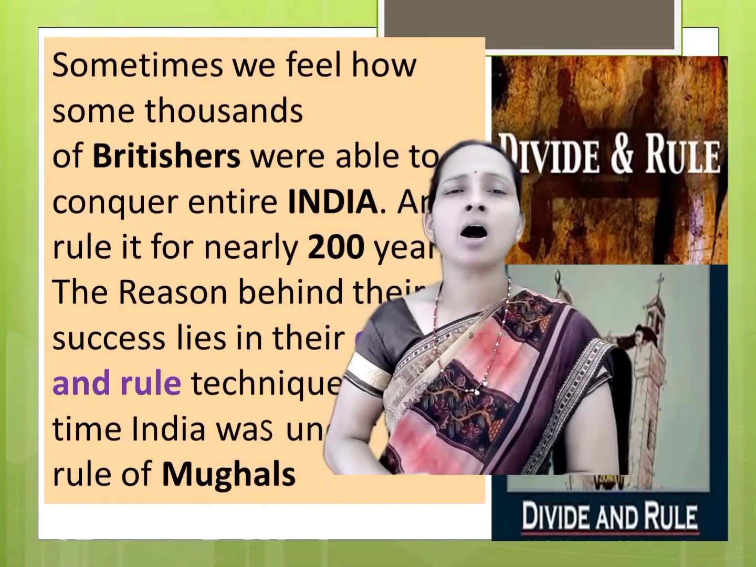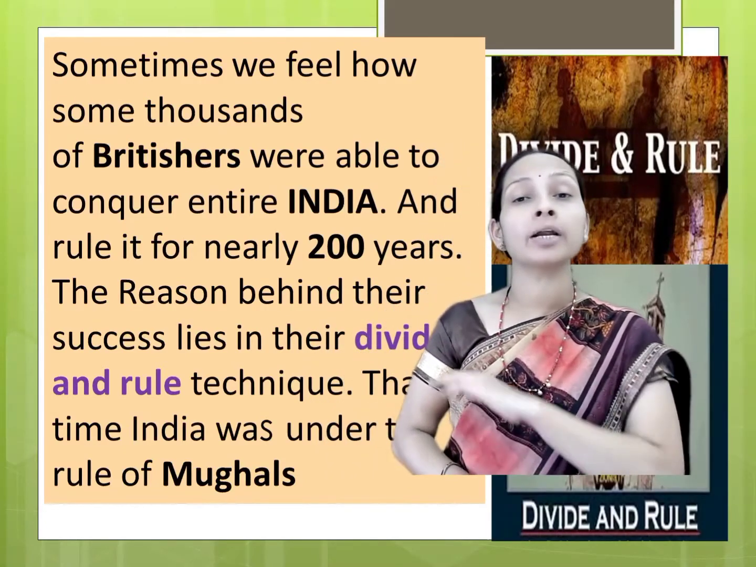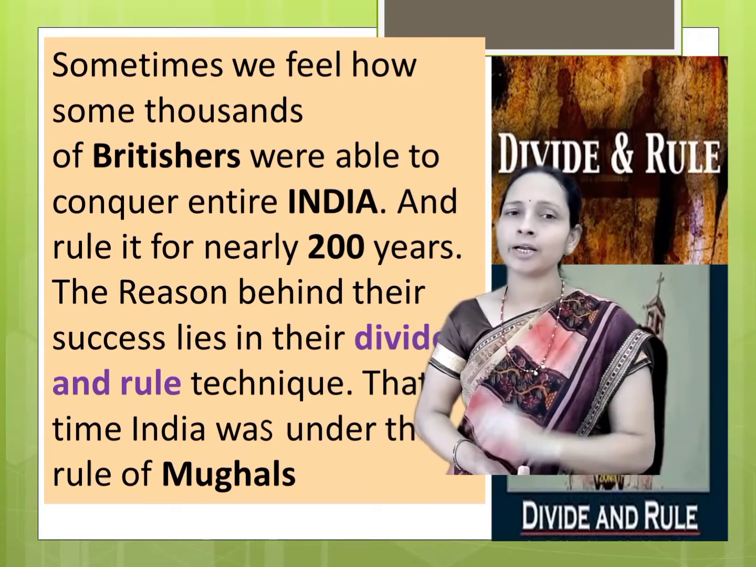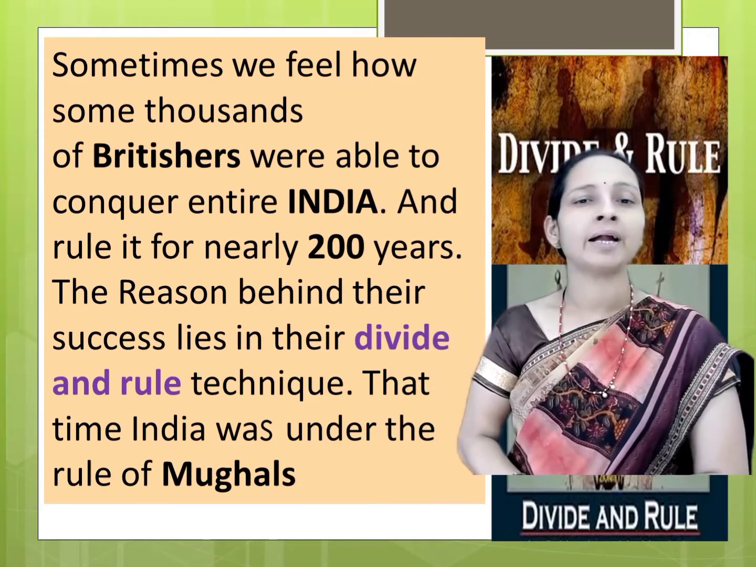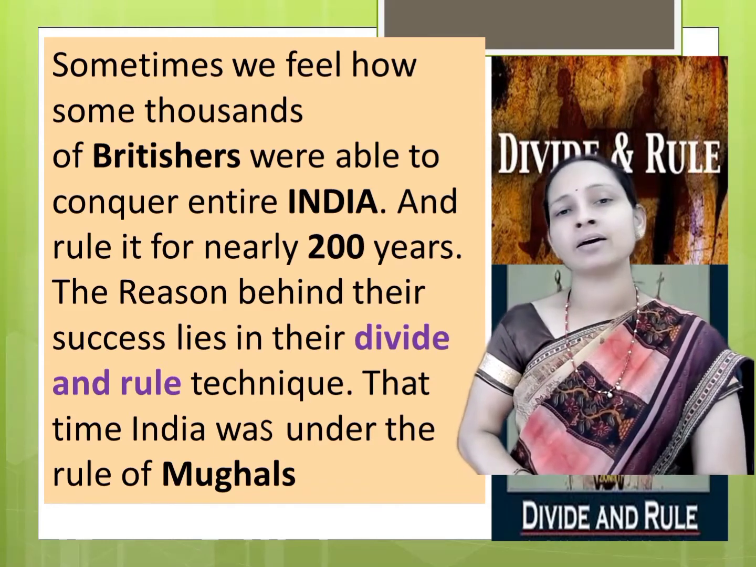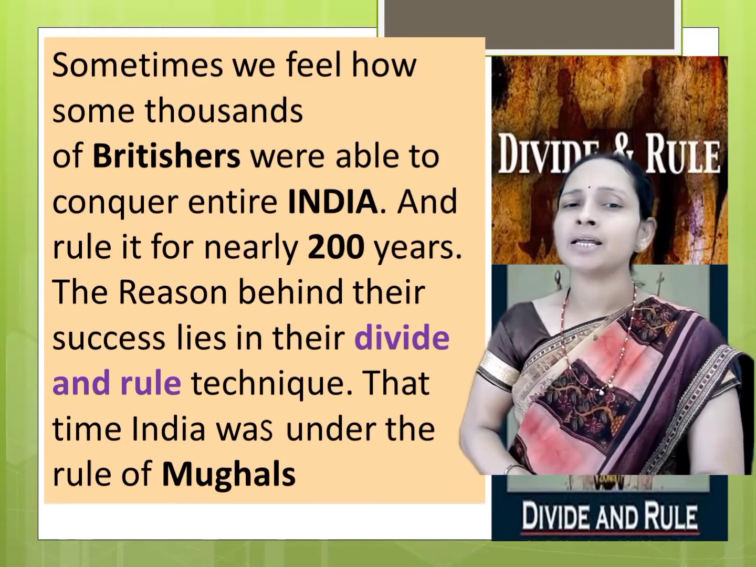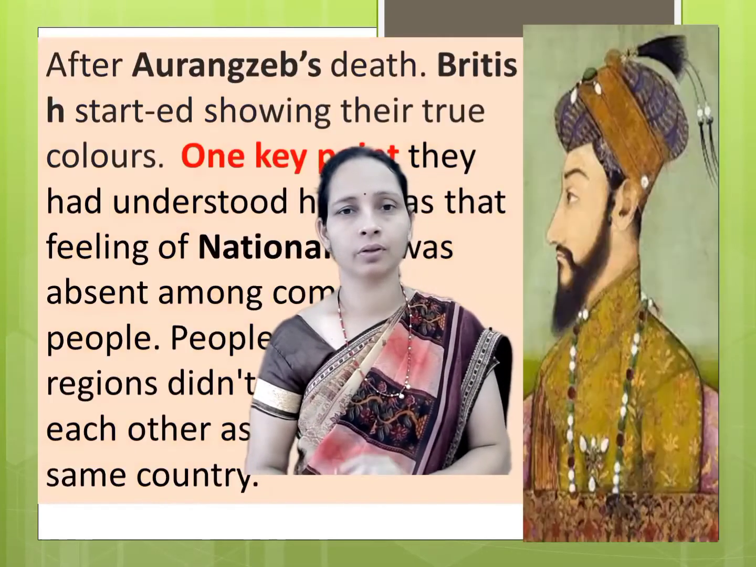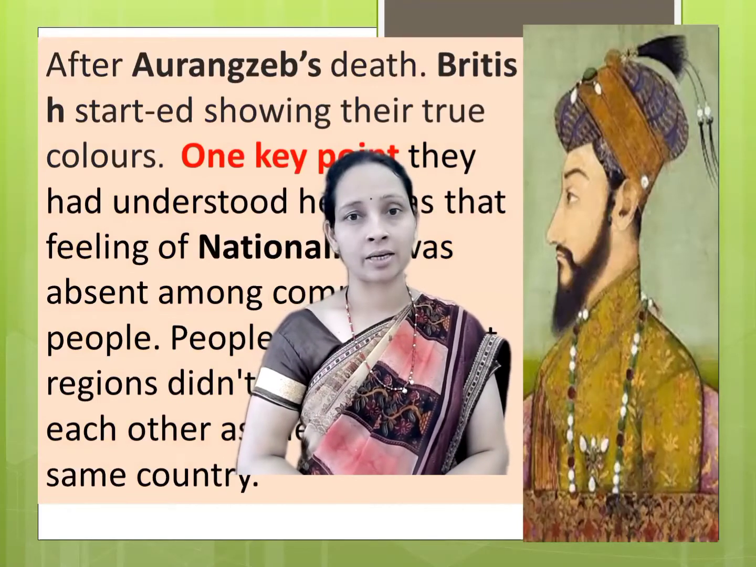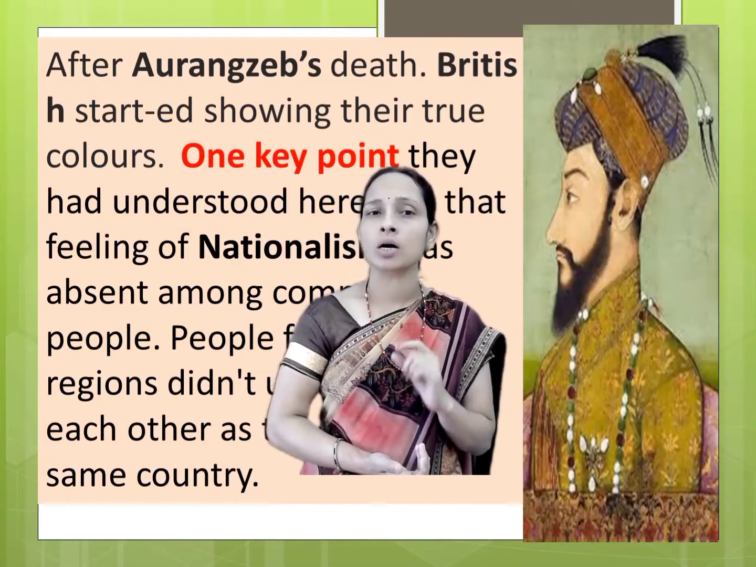Sometimes we wonder how thousands of Britishers were able to conquer entire India and rule it for nearly 200 years. The reason behind their success lies in their divide and rule technique. At that time, India was under the rule of Mughals. After Aurangzeb's death, the British started showing their true colors.